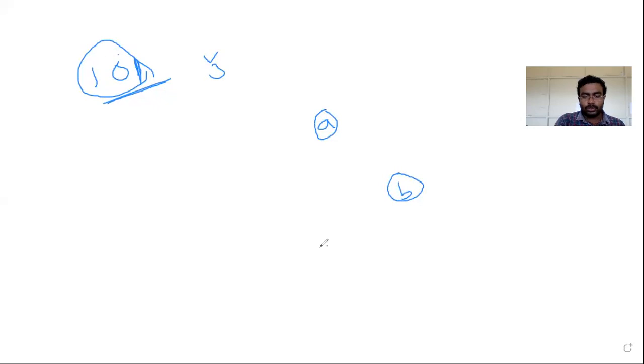So what is the job of these three states, A, B, C? The job of state A is to detect the bit 1. The job of state B is to detect bit 0. The job of state C is to detect the bit 1 in here. That is the job of each state that I'm assigning.